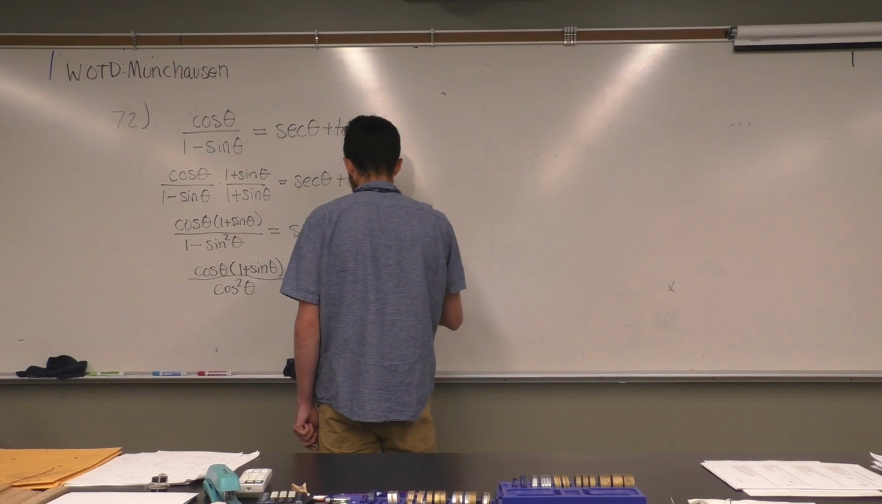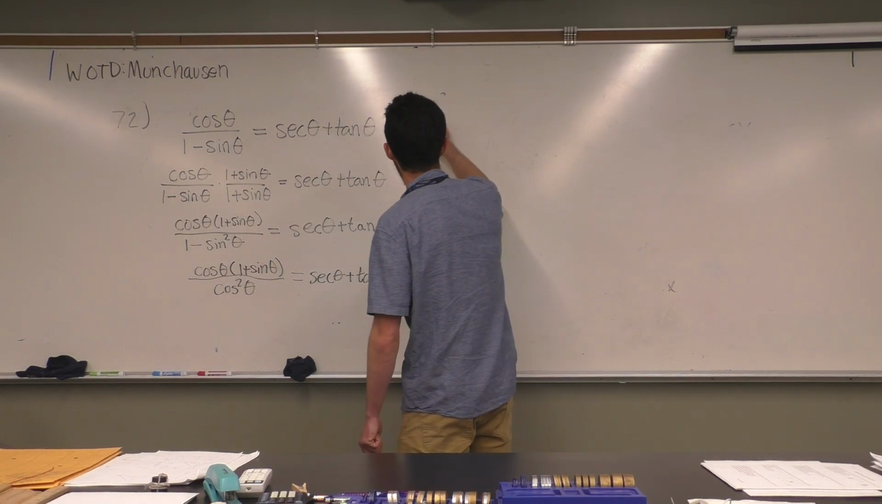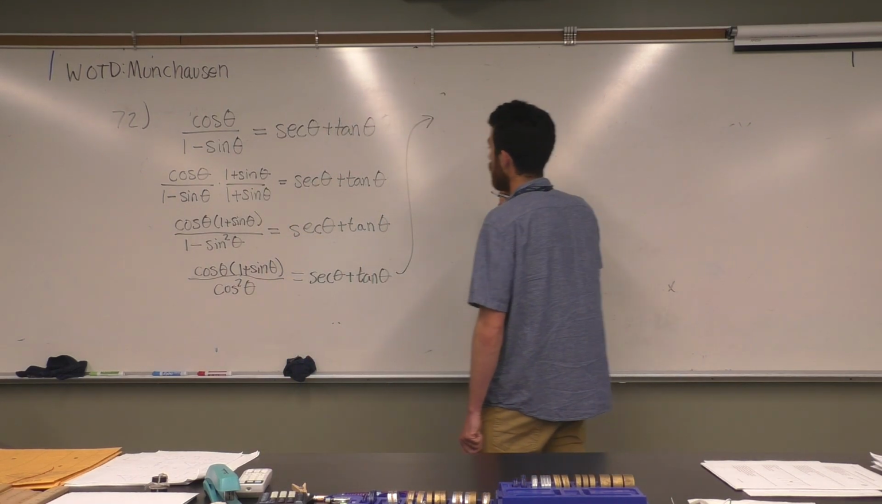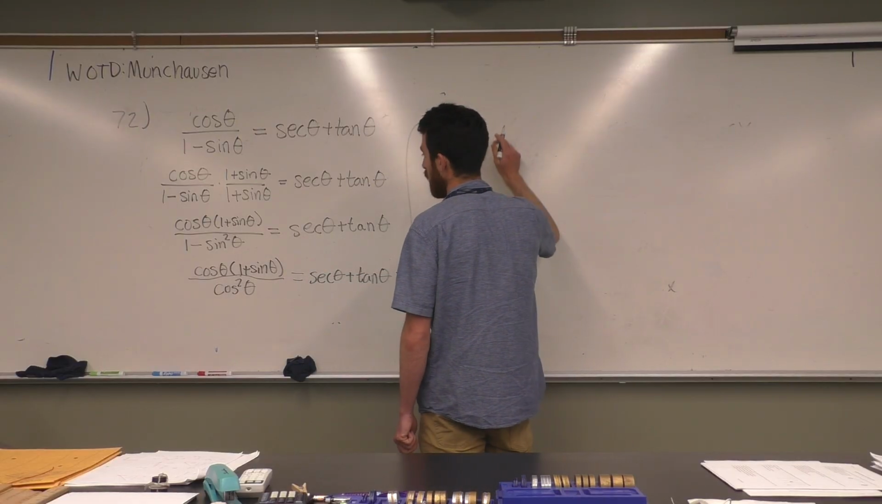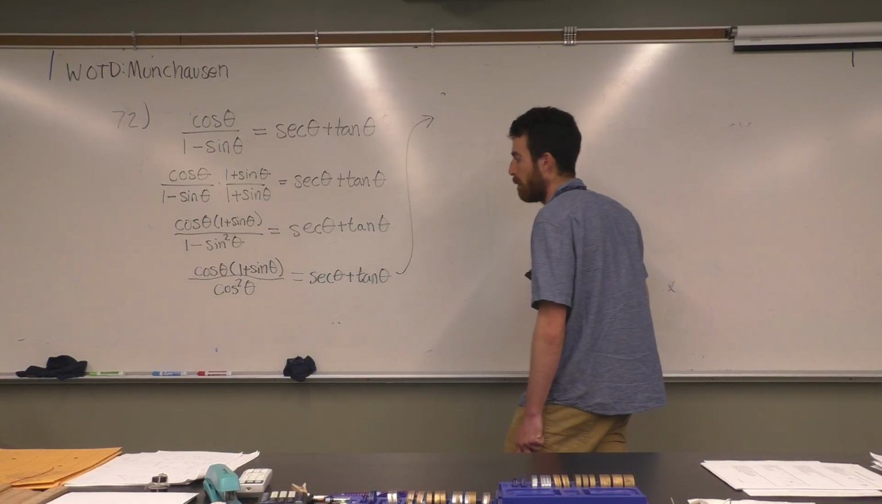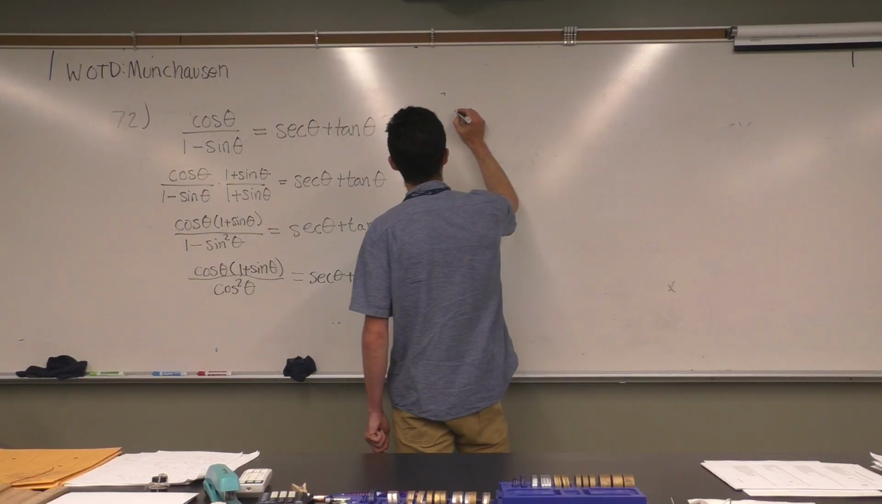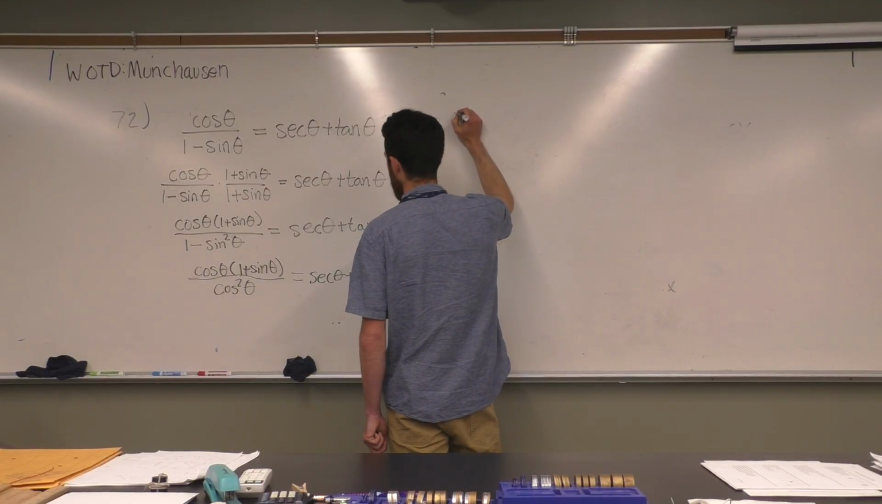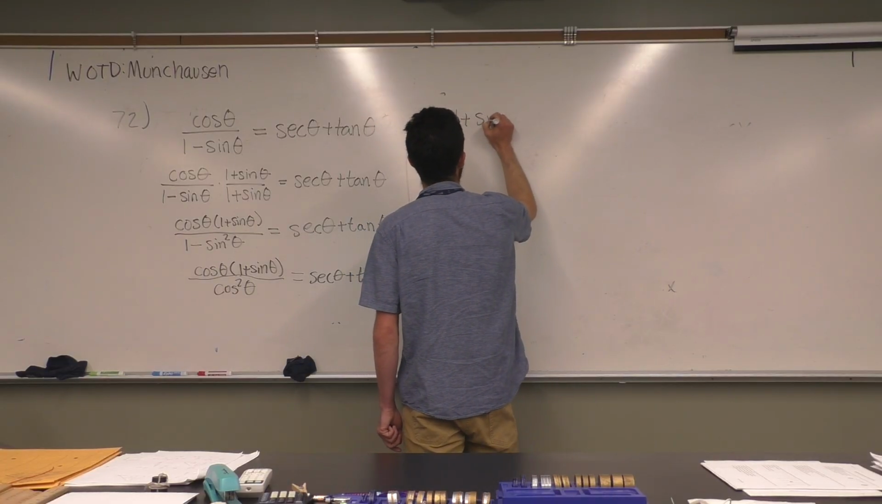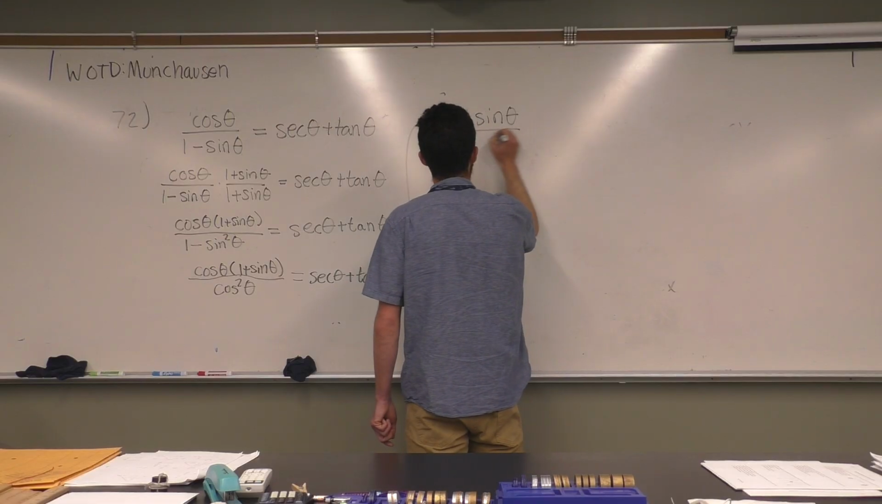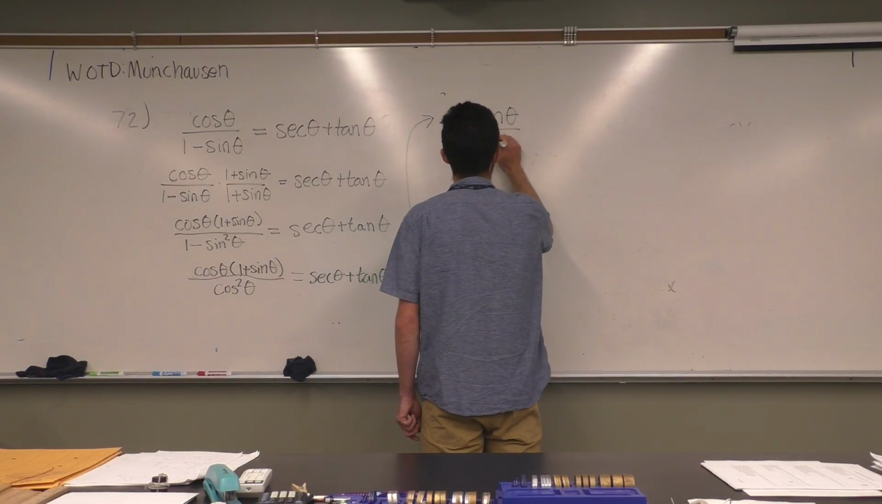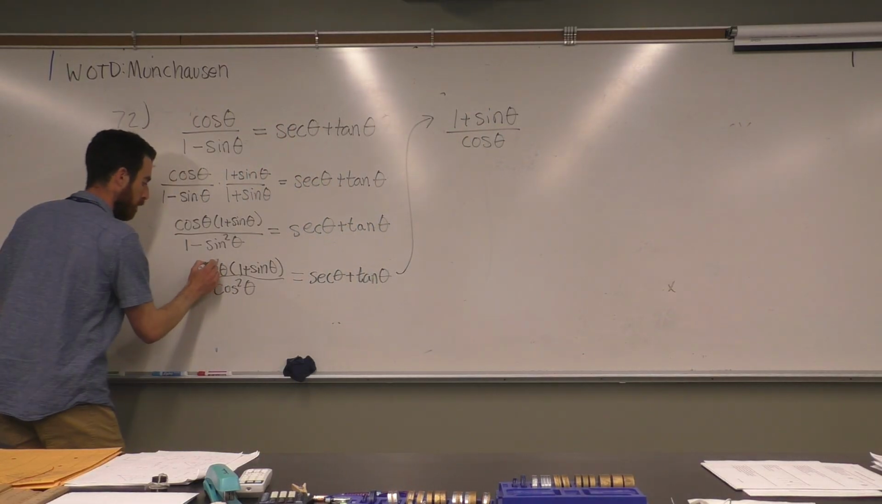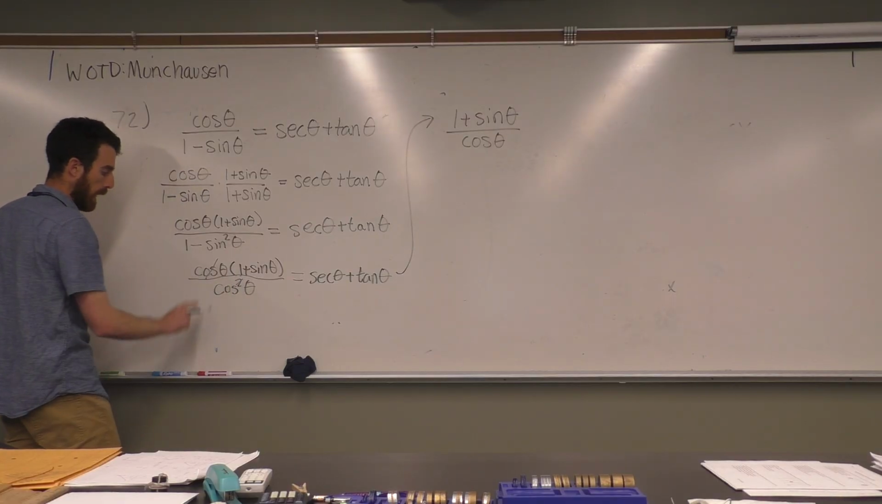I'm going to move up already. Like I said, I have one cosine of theta on the top and cosine squared of theta on the bottom. And so one of those factors will cancel. I have 1 plus sine of theta over cosine of theta. Like that.